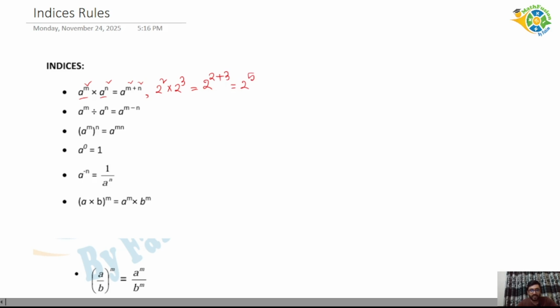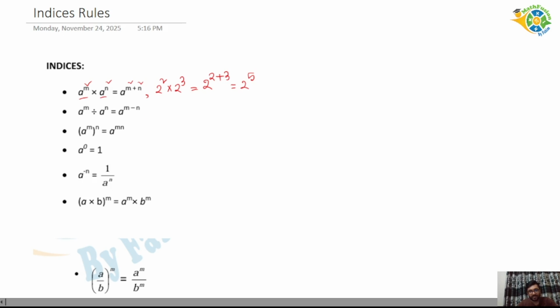The next law is the division law of indices. If there are two numerals in division form, the powers will be subtracted. Here a to the power m divided by a to the power n, the bases are the same, and m and n will be subtracted.